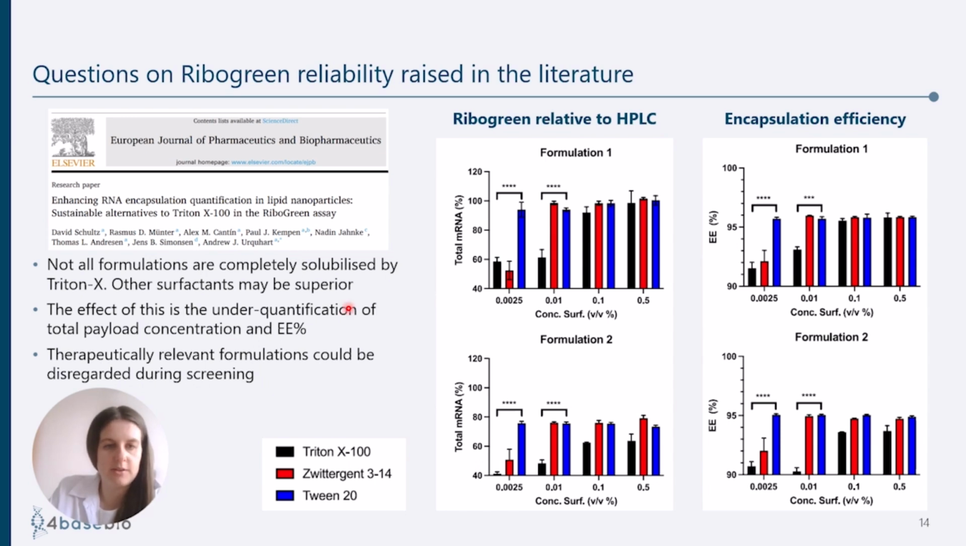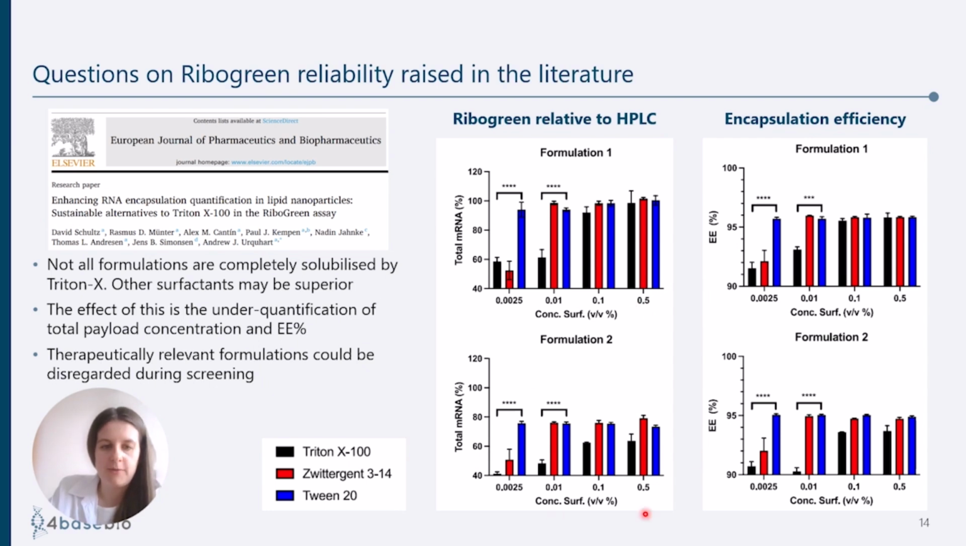to show my point. So here we are looking at the total mRNA quantified as a percentage of RiboGreen to HPLC. So what you can see is that for formulation 1, you have 100%, which means the RiboGreen is measuring the same concentration compared to HPLC. And you can see there are differences again with those surfactants.